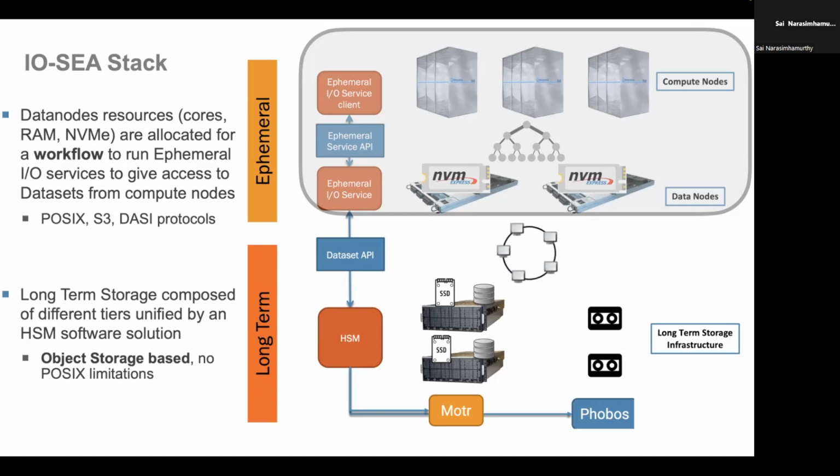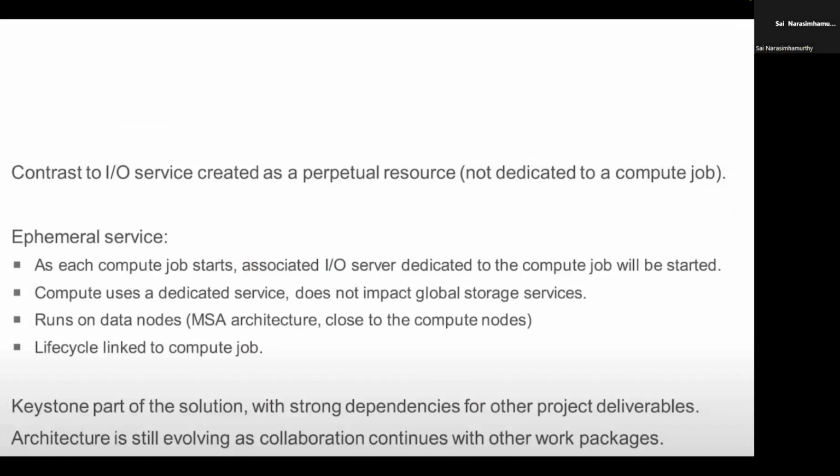It covers everything to do with the data nodes, them being close to the compute nodes, how we are creating workflows, how we're assigning resources to these data nodes, and how we have different clients running on these data nodes that are then going to contact the long-term HSM. So that's an overview. We'll only be sticking with ephemeral services. So I'd like to contrast what ephemeral services are, what the definition is in the IO-SEA sense.